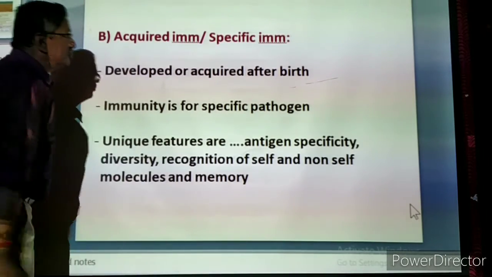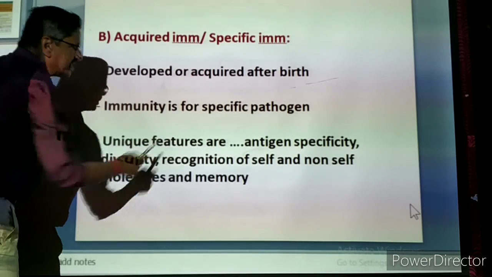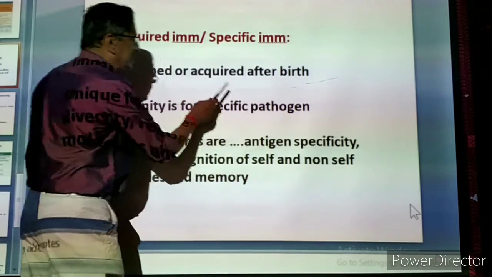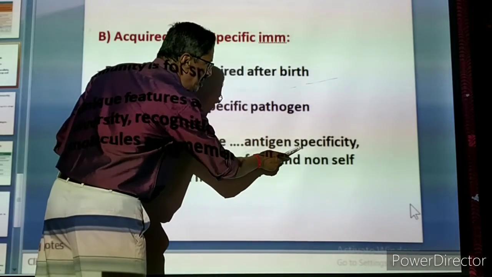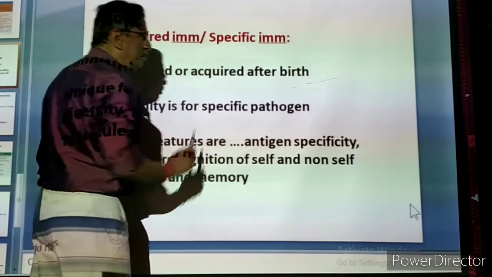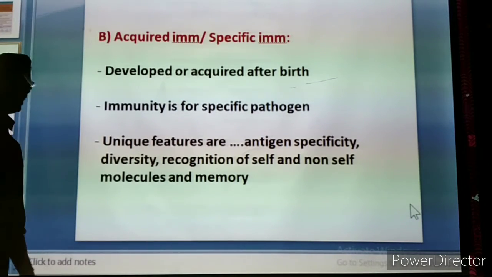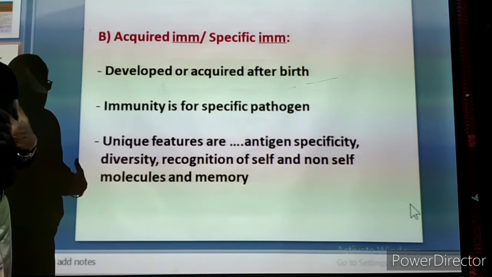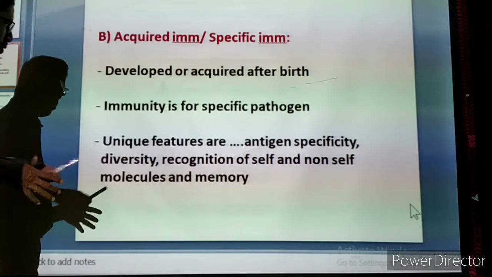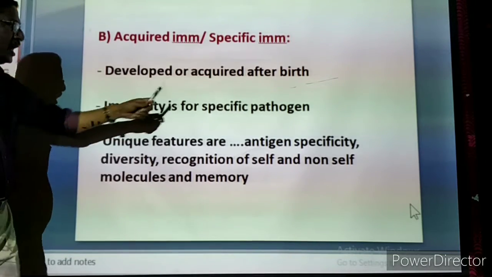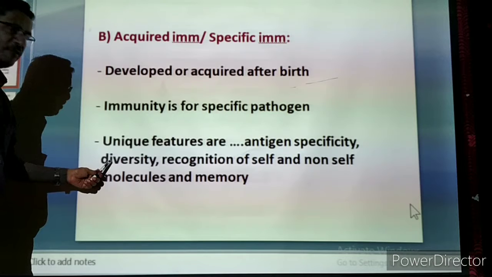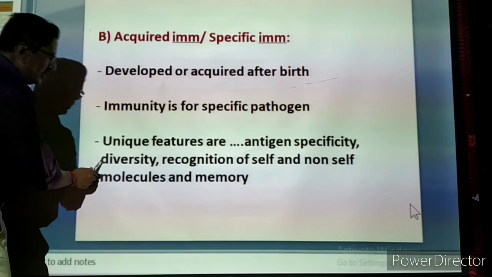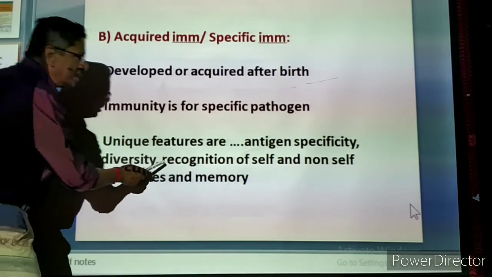For this acquired immunity, some special features are there. Unique features. What are they? We have to see. Antigen specificity, that I told about here. One antibody will specifically kill one type of microorganism. Diversity. When at a time 3 or 4 or even more different types of microorganisms are entering, the antibody will identify which microorganism it has to kill and destroy. That is called diversity.